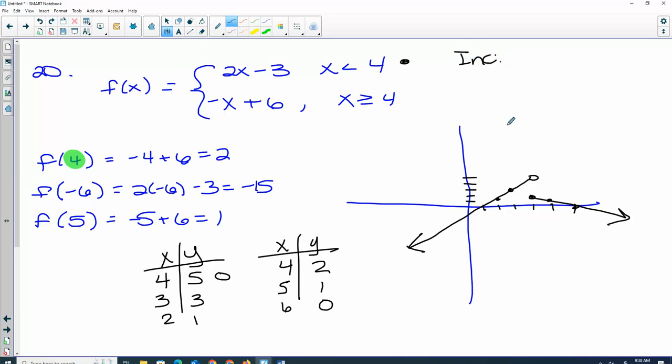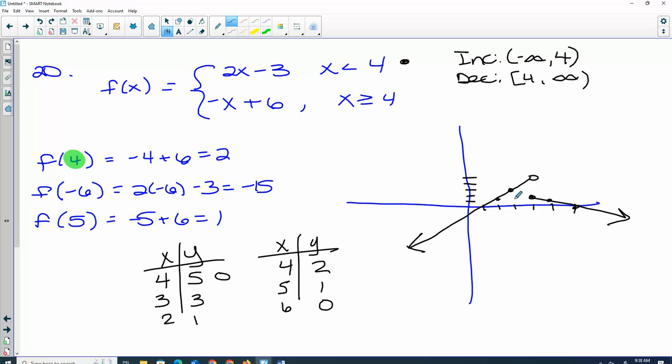Increasing. You have to give me the x's, so it's coming from negative infinity. It stops increasing here, which is when x is 4. It was an open circle, so parentheses. Decreasing, it starts here when x is 4, and it falls forever. So you guys okay with increasing, decreasing? Constant is like a horizontal line. We don't have any of that here.